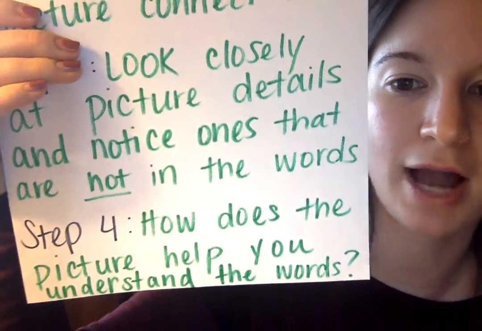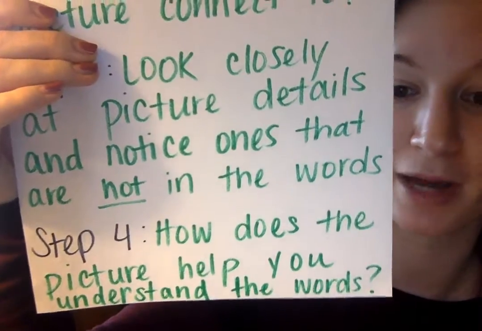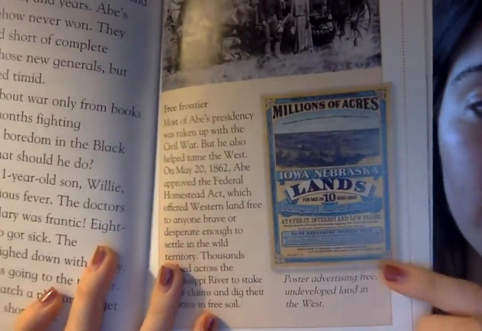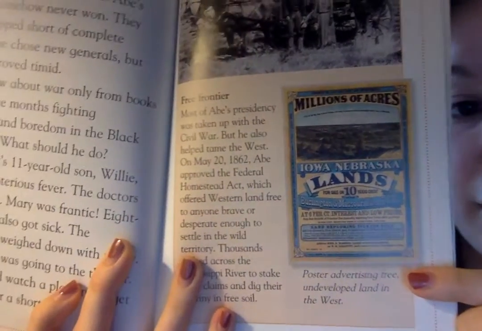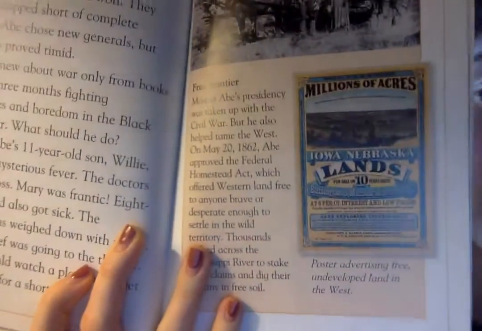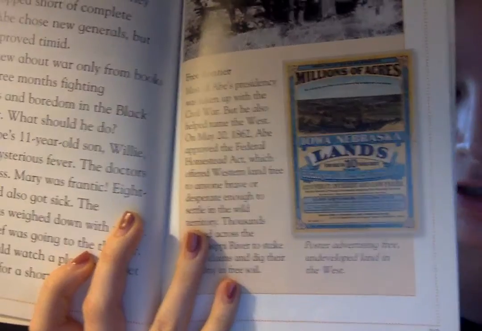So step 4, how does the picture help you better understand the words? The picture helps me better understand the words because it shows me exactly what the poster looked like, and it gave me examples of states where this Homestead Act occurred. So now, friends, I'm going to need your help with the next question. We're going to try following our steps and answering it together. Our next picture that we're going to look at and try to clarify is this picture right here.